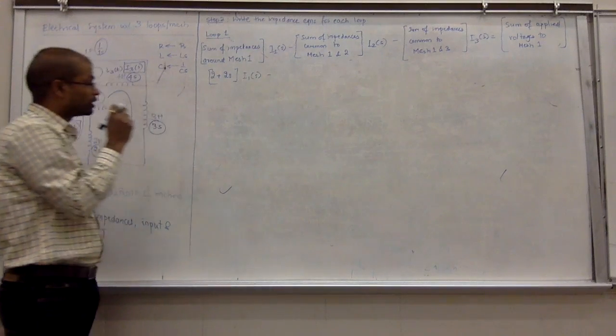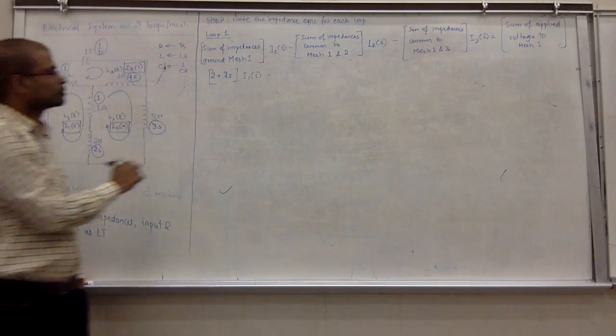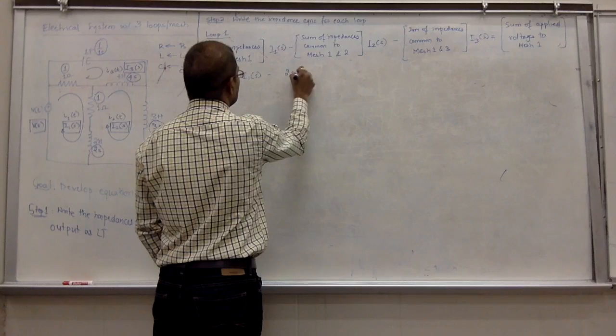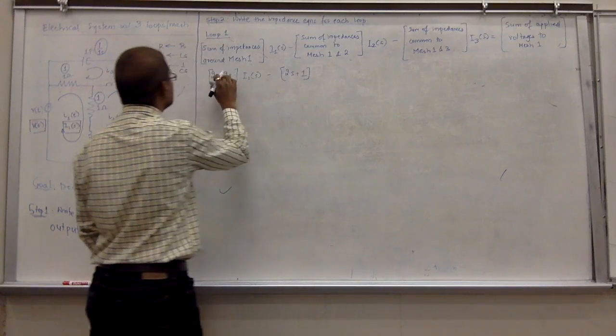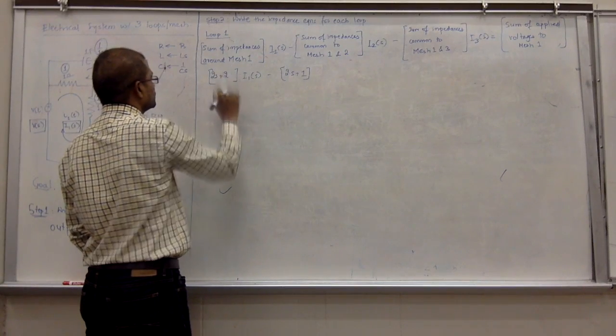What are the sum of impedances common between mesh 1 and 2? Which one is mesh two? Mesh 2 is this, I2 is mesh 2. So common between mesh 1 and 2 is 2s and 1. So it is 2s plus 1. Now we decide which mesh is which, right? It doesn't matter.